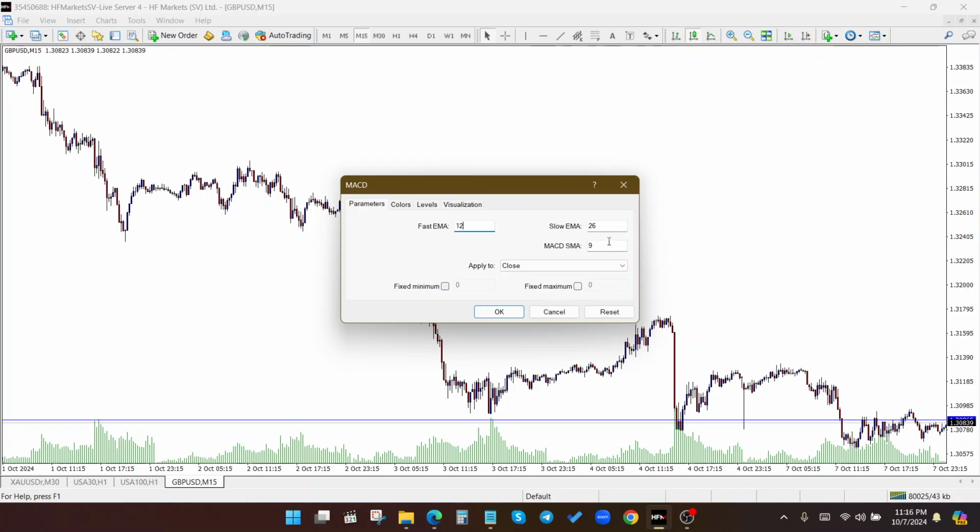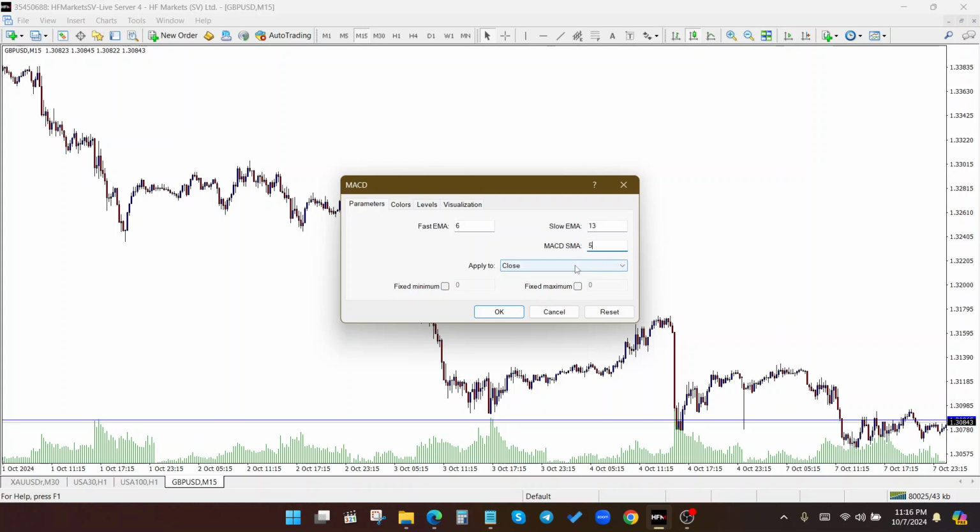But for faster signals in a 5 minute time frame, traders often adjust the parameters to make the MACD more sensitive to market moves. So the recommended settings for scalping or day trading are the fast EMA 6, the slow EMA 13, and the MACD SMA 5.